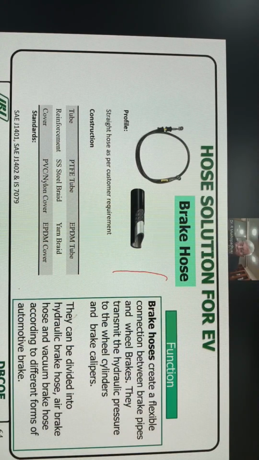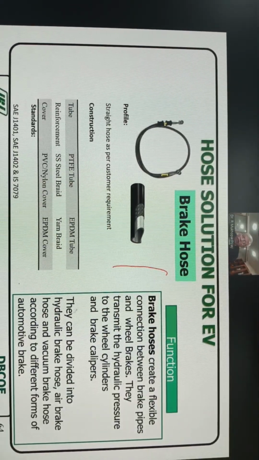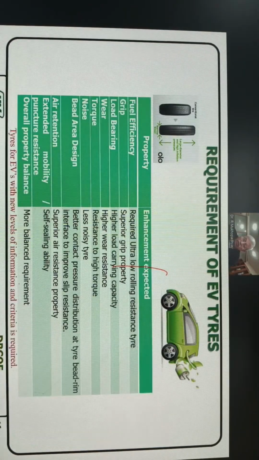Similarly, in the case of the brake hose, it also changes. There the tube will be PTFE or EPDM tube. Reinforcement we can consider stainless steel, and the cover should be PVC or nylon cover or EPDM cover. So these are the changes that will come for the auto rubber components for EV.